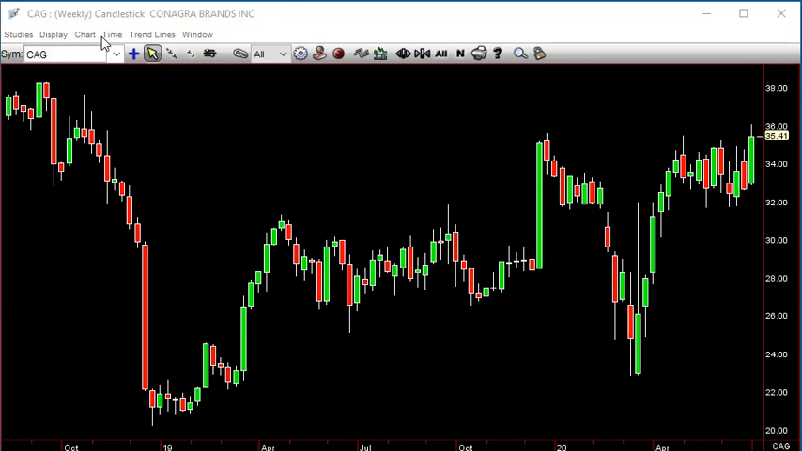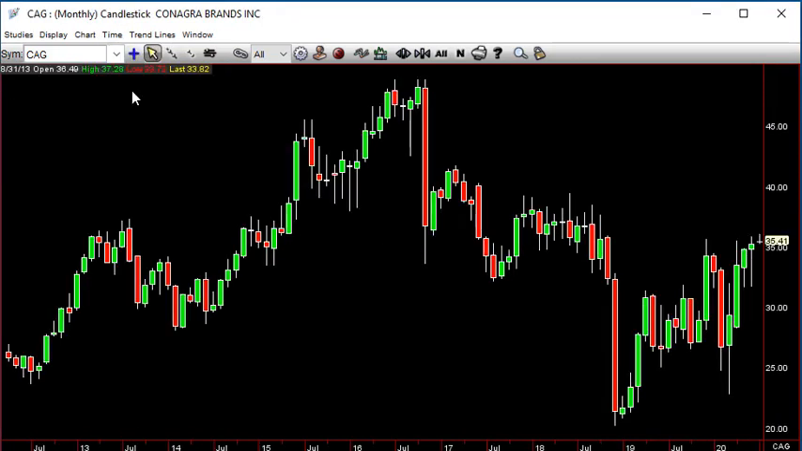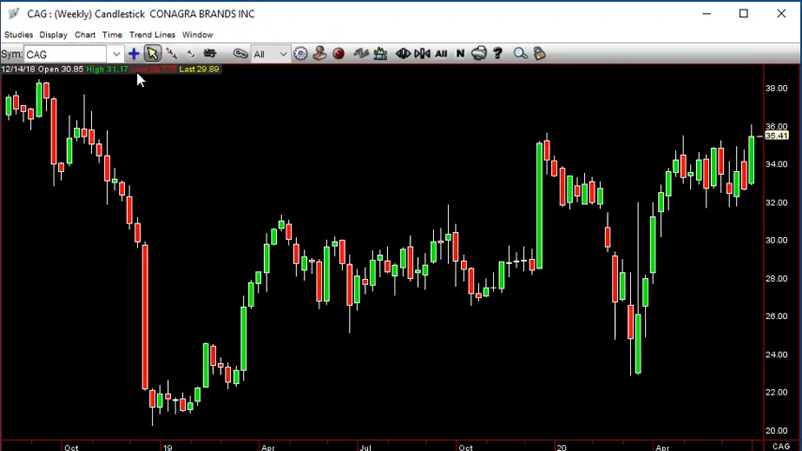ConAgra. You'll notice that this stuff is an inside bar of all this here, right? So the series started over again. Price discovery is going to start over again. Like so.